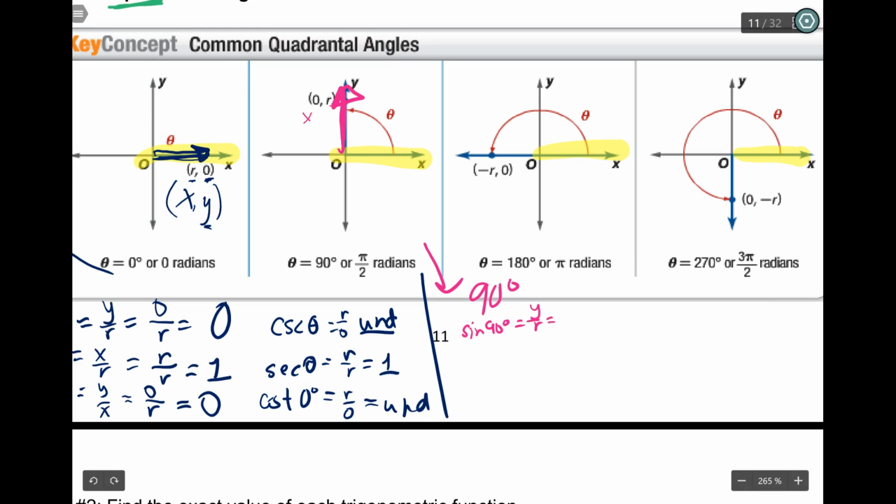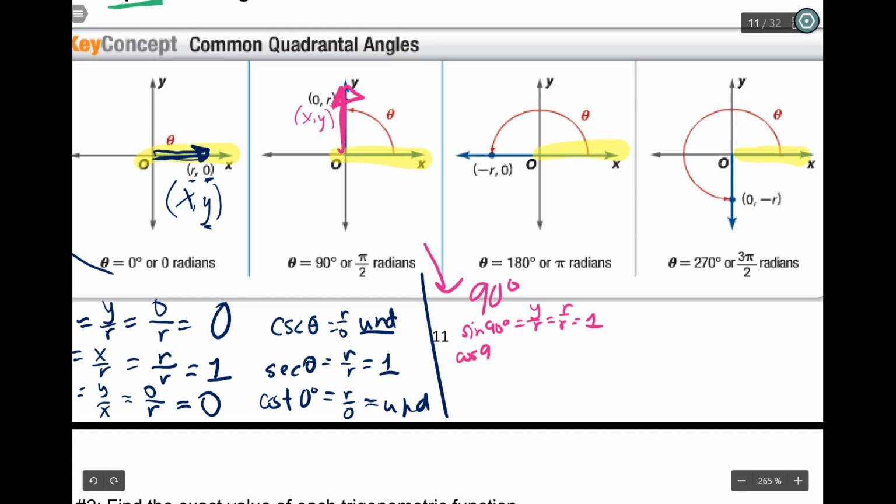Here, my xy coordinates are 0 and r. So my y value is going to be the radius. We go as high as the radius allows us to. Here, the radius just means the length of our coterminal ray. So r over r, yeah, so that makes sense. Sine of 90 degrees is equal to 1.